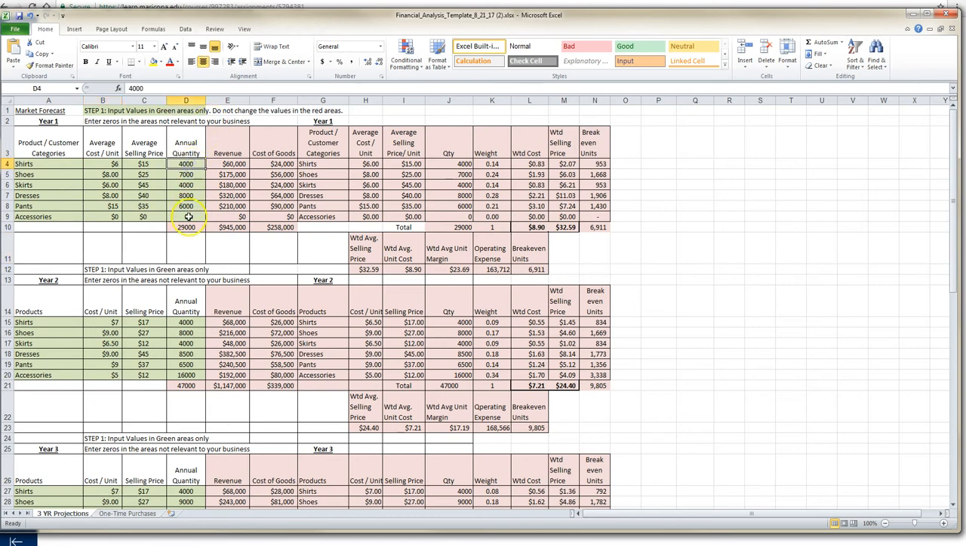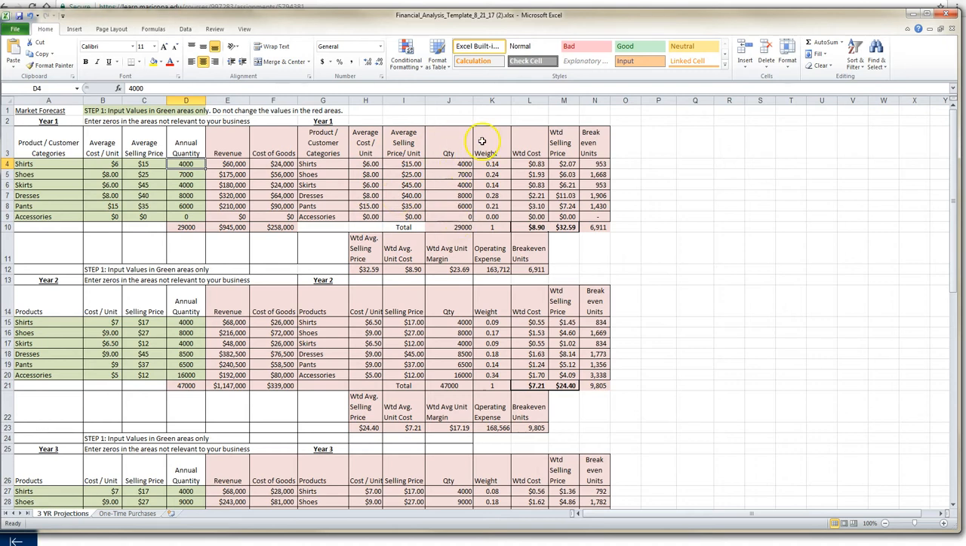This total quantity is totaled here at the bottom, and these areas in, I guess what you might call mauve or pink, are simply information fields to illustrate the calculations for each item of the product line. So it calculates the total revenue by multiplying the selling price by the quantity. It calculates the cost of goods by multiplying the quantity by the average cost per unit. And then these areas here repeat the cost and the selling price, which is not really necessary, but I do that for the sake of illustration.